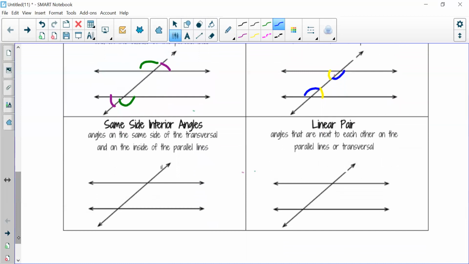Okay, same side interior. Remember, same side interior means your 2 angles are on the same side of the transversal. Okay? They're in between the parallel lines and on the same side of the transversal.